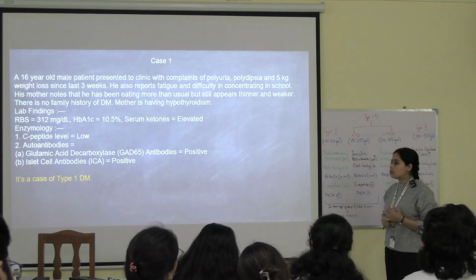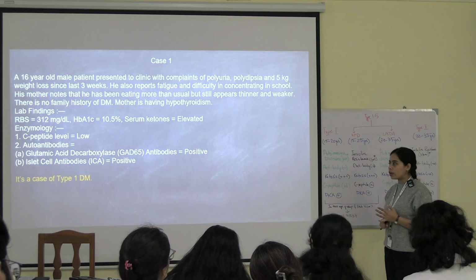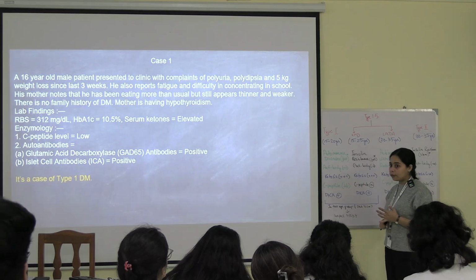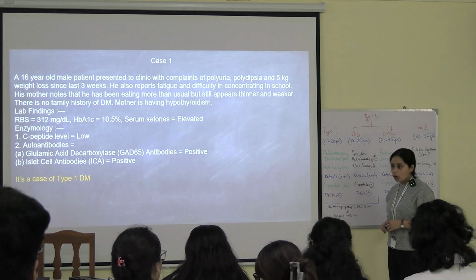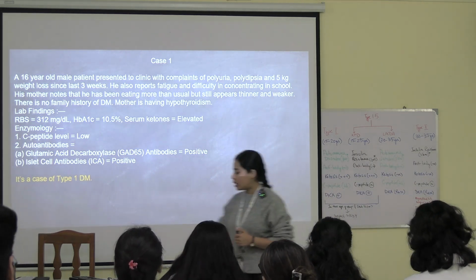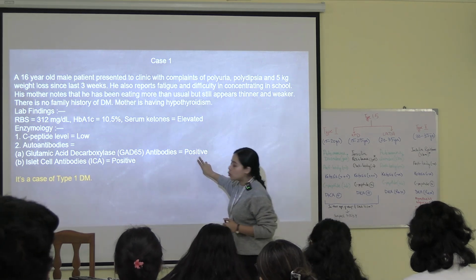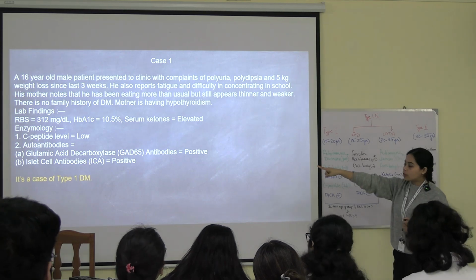You understood now how to find out? You check whether ketosis is present or not. You check the age group, as well as the complaints. Then you check the C-peptide level. That's how you come to the diagnosis. It is an autoimmune disorder, that is type 1 diabetes mellitus. And these are the two antibodies that will be present. Note it down.